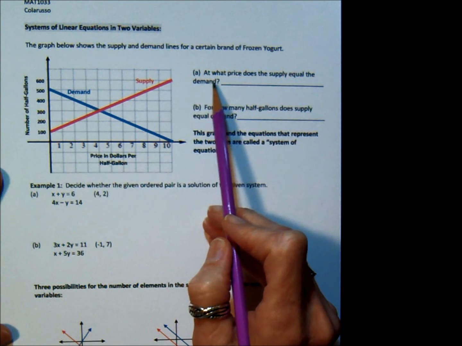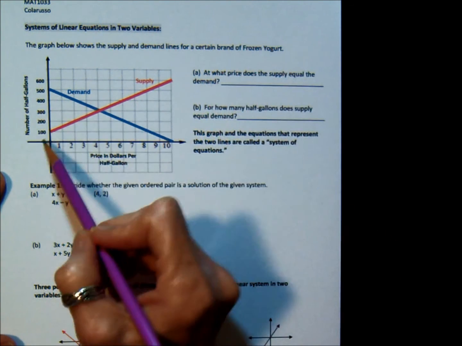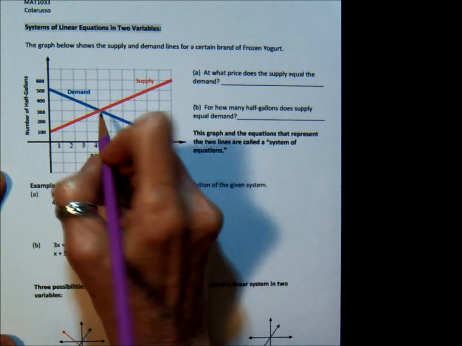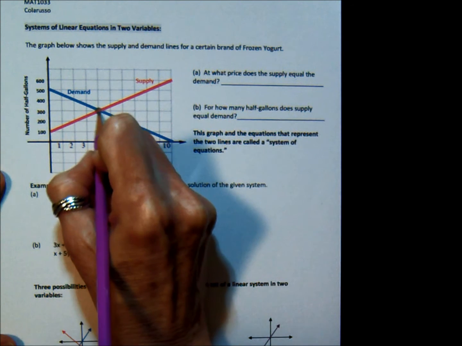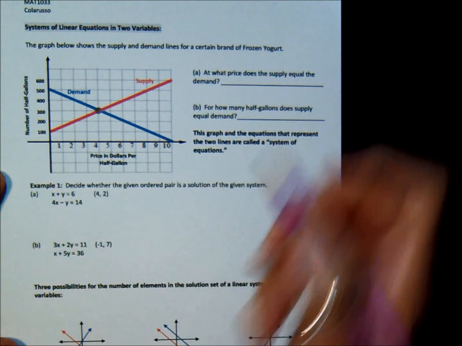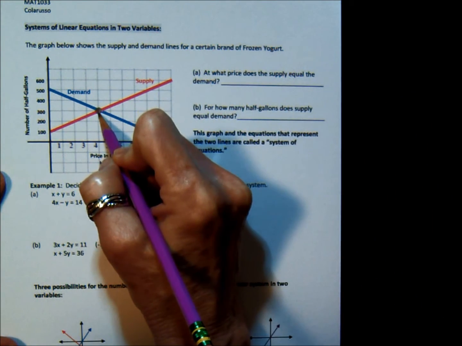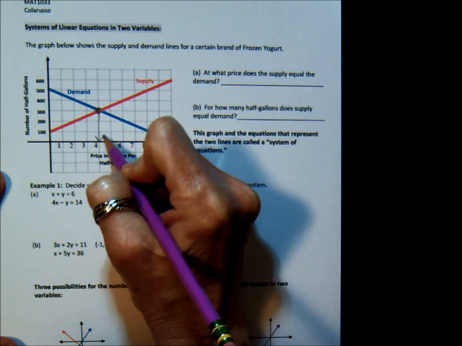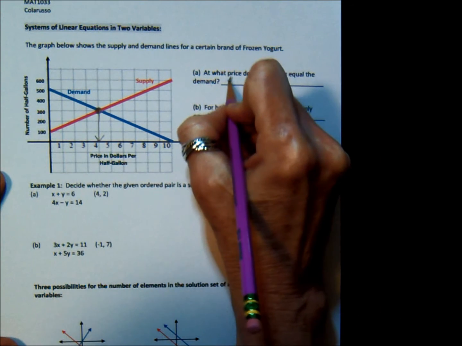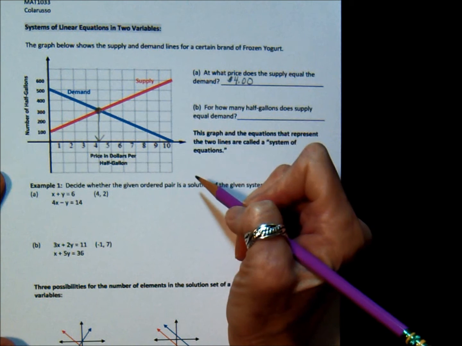The first question is, at what price does the supply equal the demand? So where does the supply equal the demand? And I think you can see it is at this point right here where those two graph lines cross. So at what price does that happen? I'm going to take this point and follow it down to my price, and it appears to be $4. So at $4 per half gallon, the supply equals the demand.